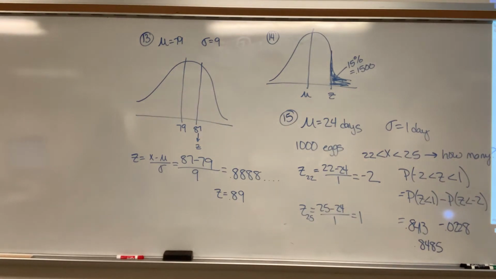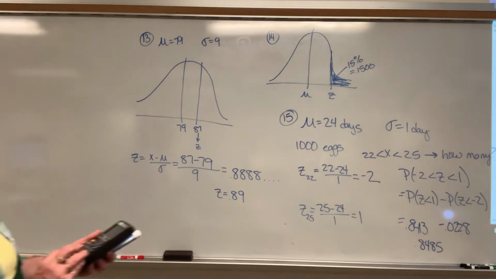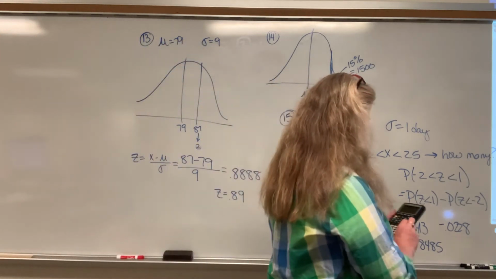Make sure I grabbed all the right values. Yep, looks like I did grab the right values. So, wait a minute. Did something wrong. What did I do? Negative 2, 0.0228. Did I do that right? Oh, I do have a typo in my calculator. I apologize, guys. I typed it wrong on my calculator.